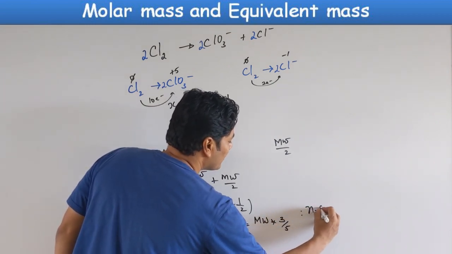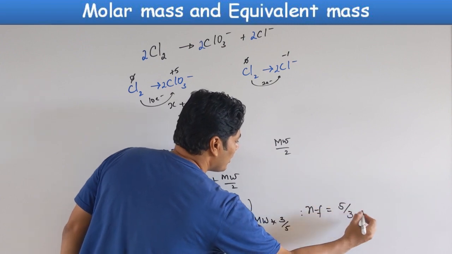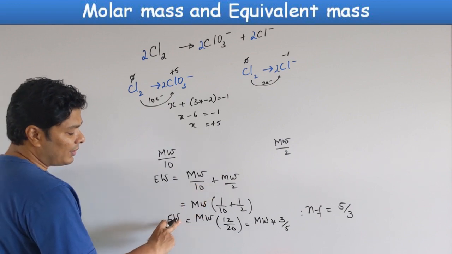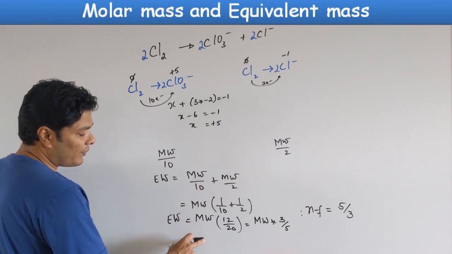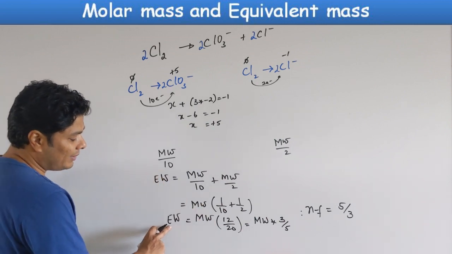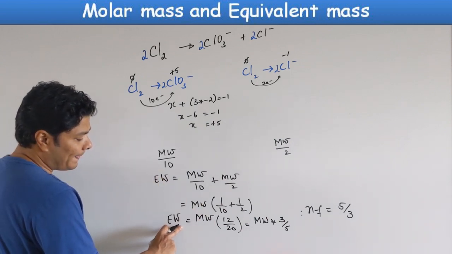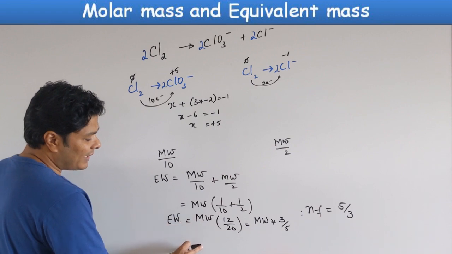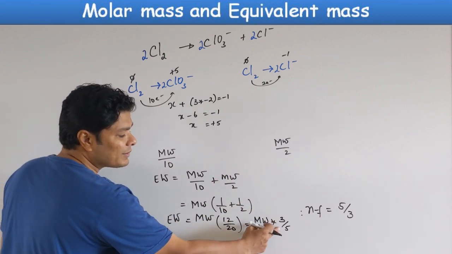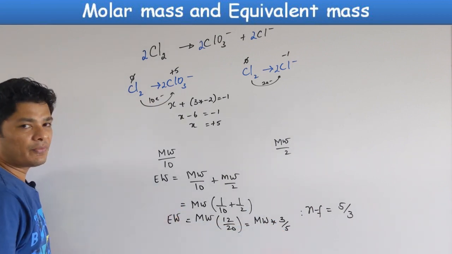So what is the N factor? N factor is 5 by 3. 5 by 3 is the N factor. Basically, your equivalent weight equals molecular weight divided by N factor. Molecular weight divided by 5 by 3 is the same as molecular weight times 3 by 5. This is how you do your N factor.